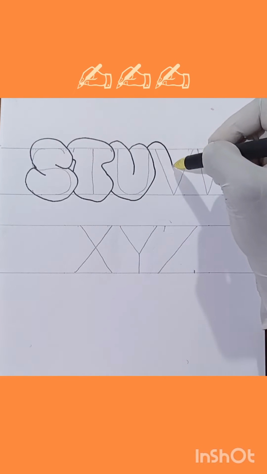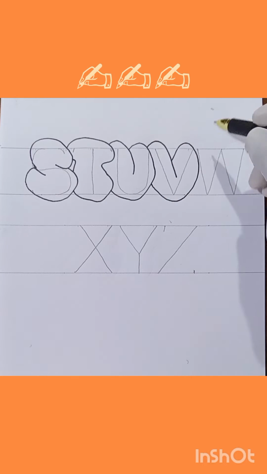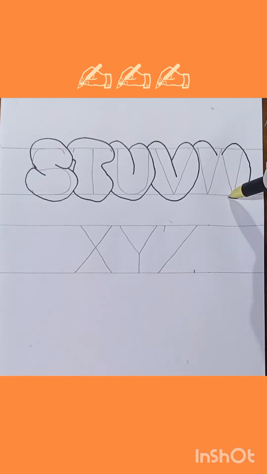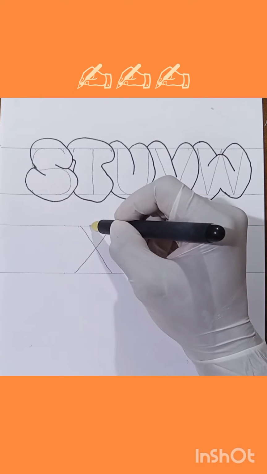V is just two slanted lines meeting at the bottom. Let's poof it up a little bit for a bubble effect. W is two V's stuck together, wide and fun. Make sure the curves connect smoothly.